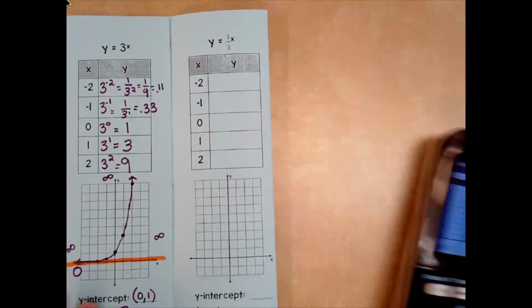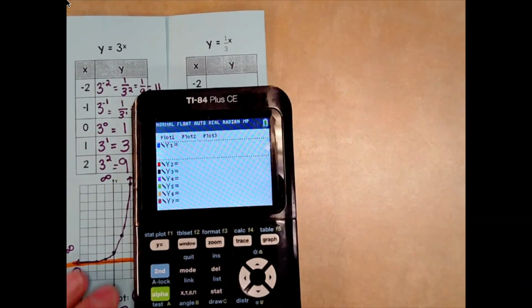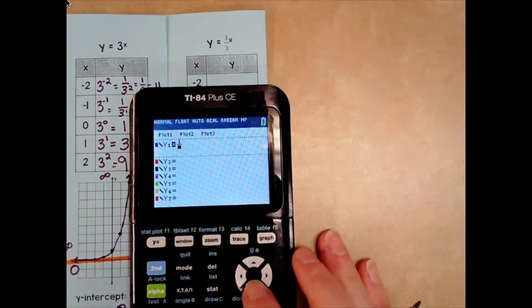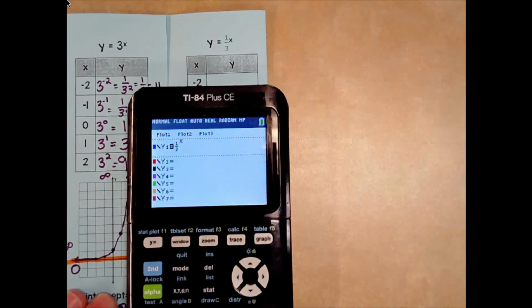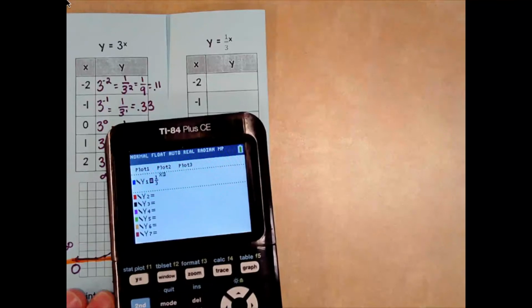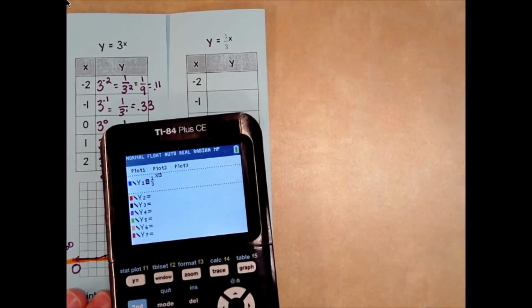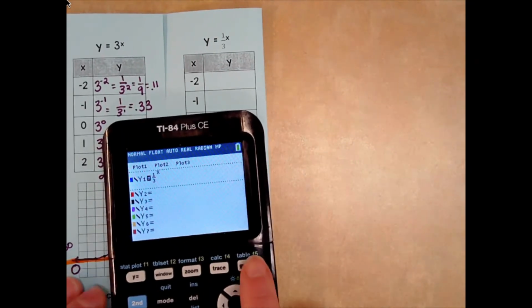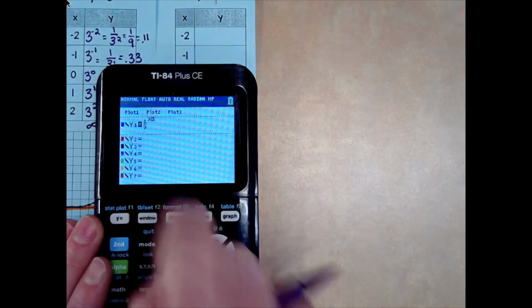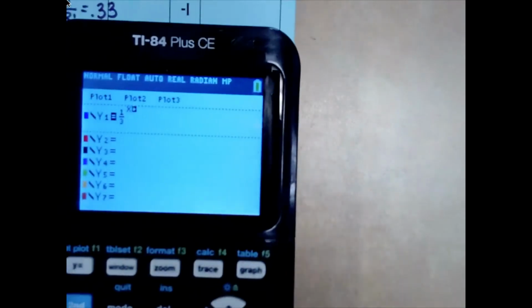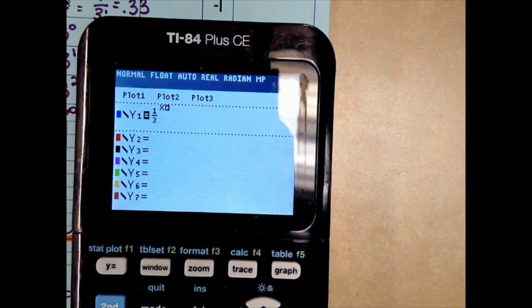One-third raised to the x. I'm going to just go ahead and put it in the calculator. I think that'll be fun. Once you put it into y equals, make sure you make the x an exponent. Then copy down the table for those values.